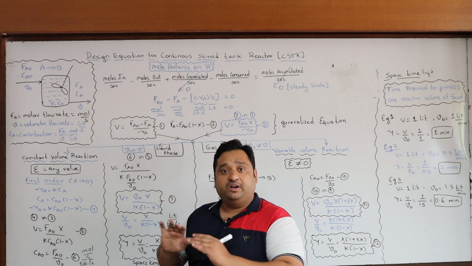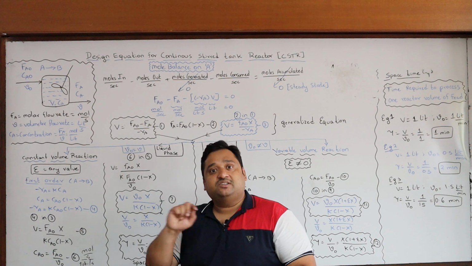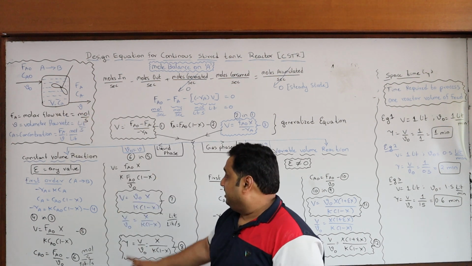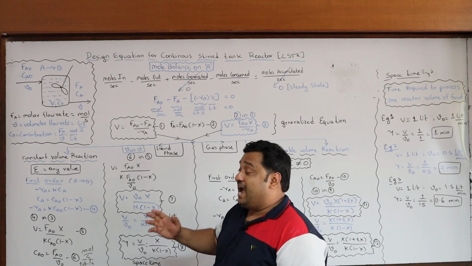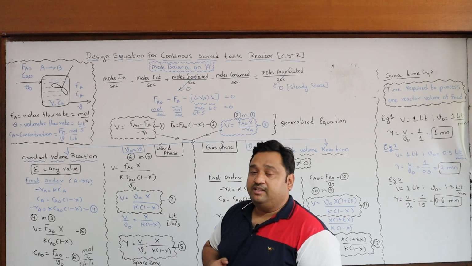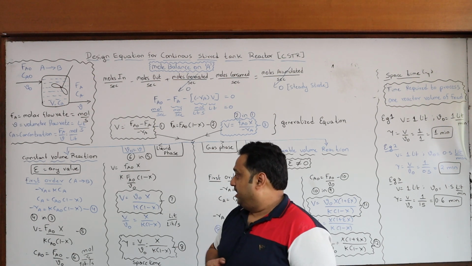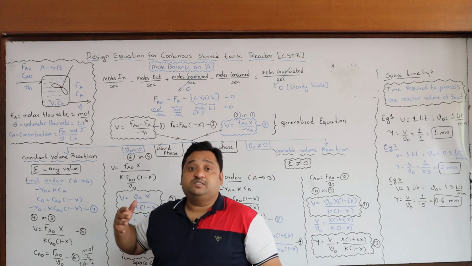For a given volumetric flow rate, if a first order reaction is happening, the volume of the reactor needed is given by this equation. And another term we have to define in the process is space time. Okay, what is the space time?